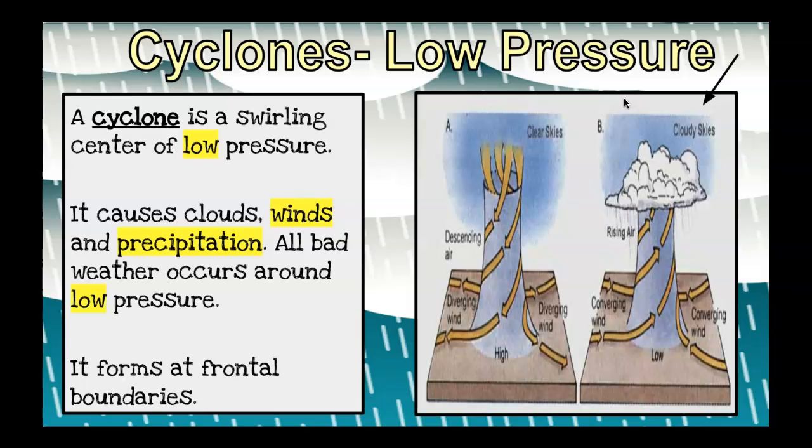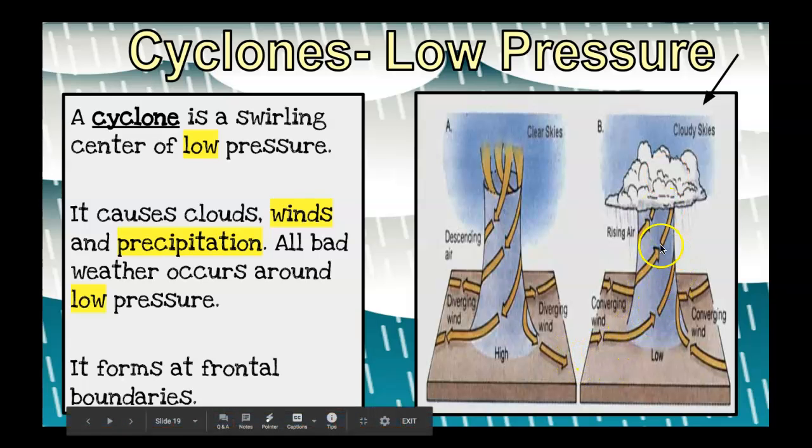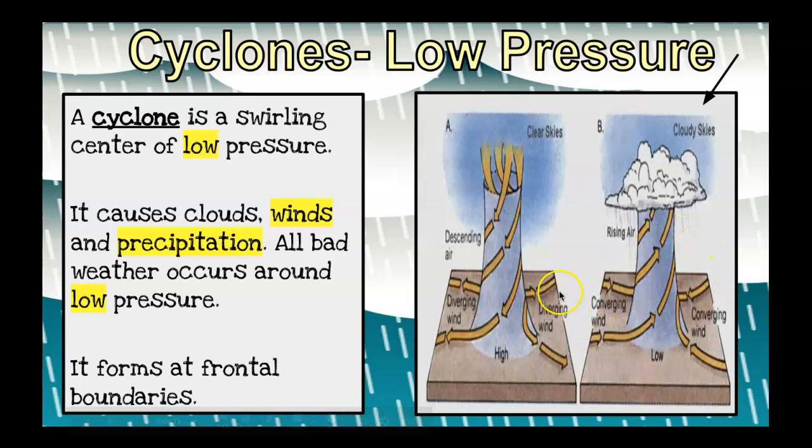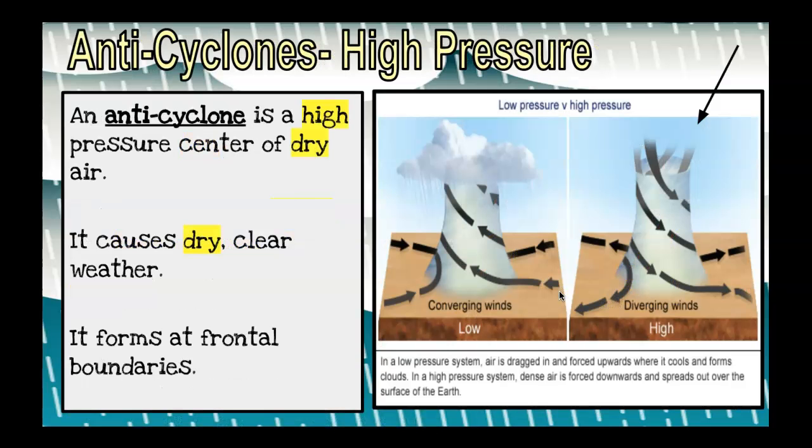Cyclones cause clouds, winds, precipitation, all bad weather occurs around low pressure systems. Tornadoes, hurricanes, all low pressure systems, okay? And these form at frontal boundaries. So you see here, this would be a cyclone because you have your converging wind going up, making your clouds, causing precipitation and storms. The opposite of that is an anticyclone, which represents a high pressure system.